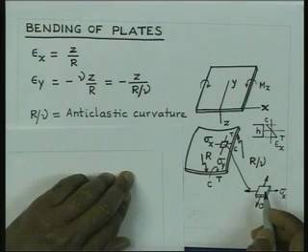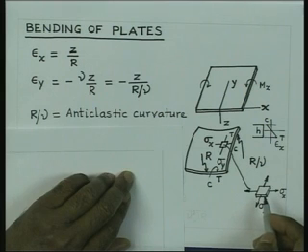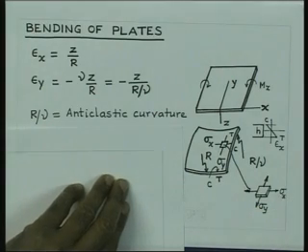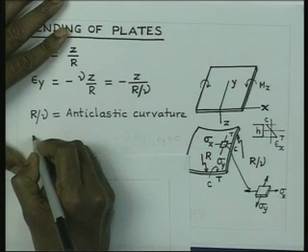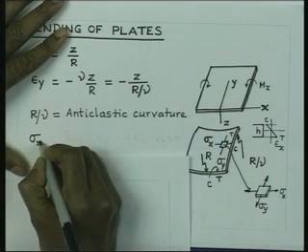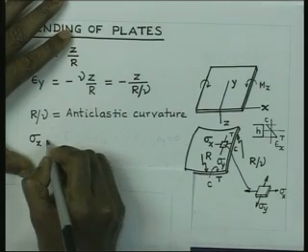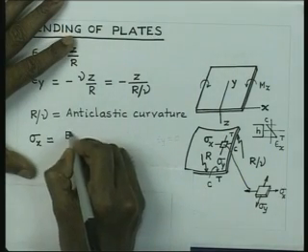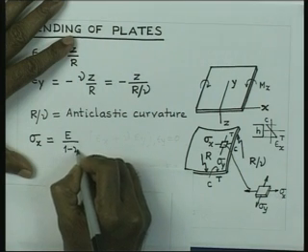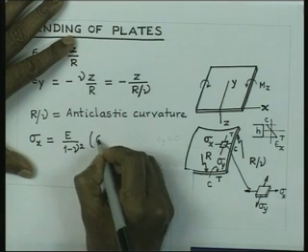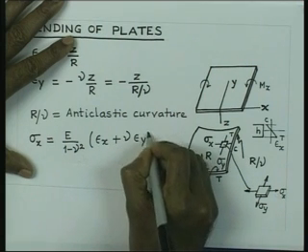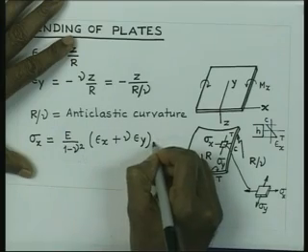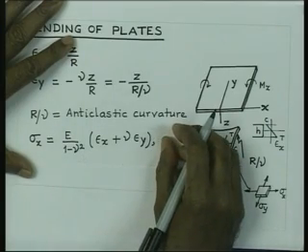Now, the stresses are acting in the plane of the element, and therefore, it is generally considered to be a two dimensional problem. Since there are two strains, it is a plane stress sort of situation. So, we can write now sigma x is equal to E by 1 minus nu square times epsilon x plus nu times epsilon y. So, that is the expression for the stress sigma x.